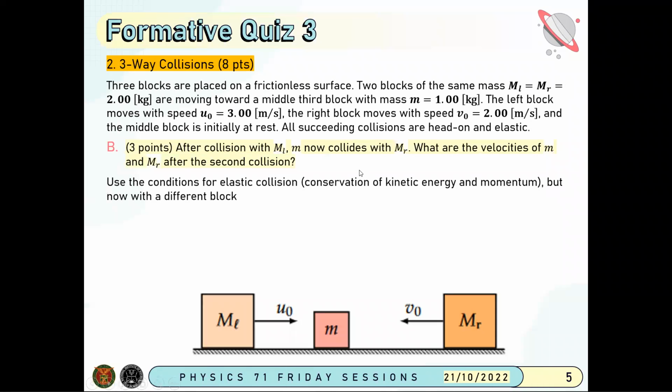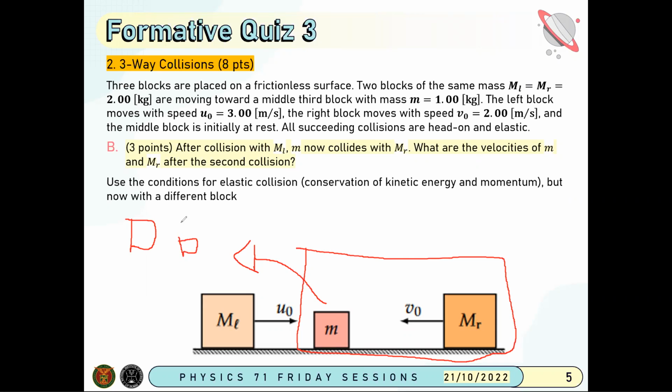Now, next question. After collision with ML, M now collides with MR. What are the velocities of M and MR after the second collision? So ngayon, nag-collide na si ML sa si M, right? Ang tinatanong naman, si M magko-collide with MR. Okay. So, si M naman magko-collide with MR given na si M nag-collide na with ML. Okay?